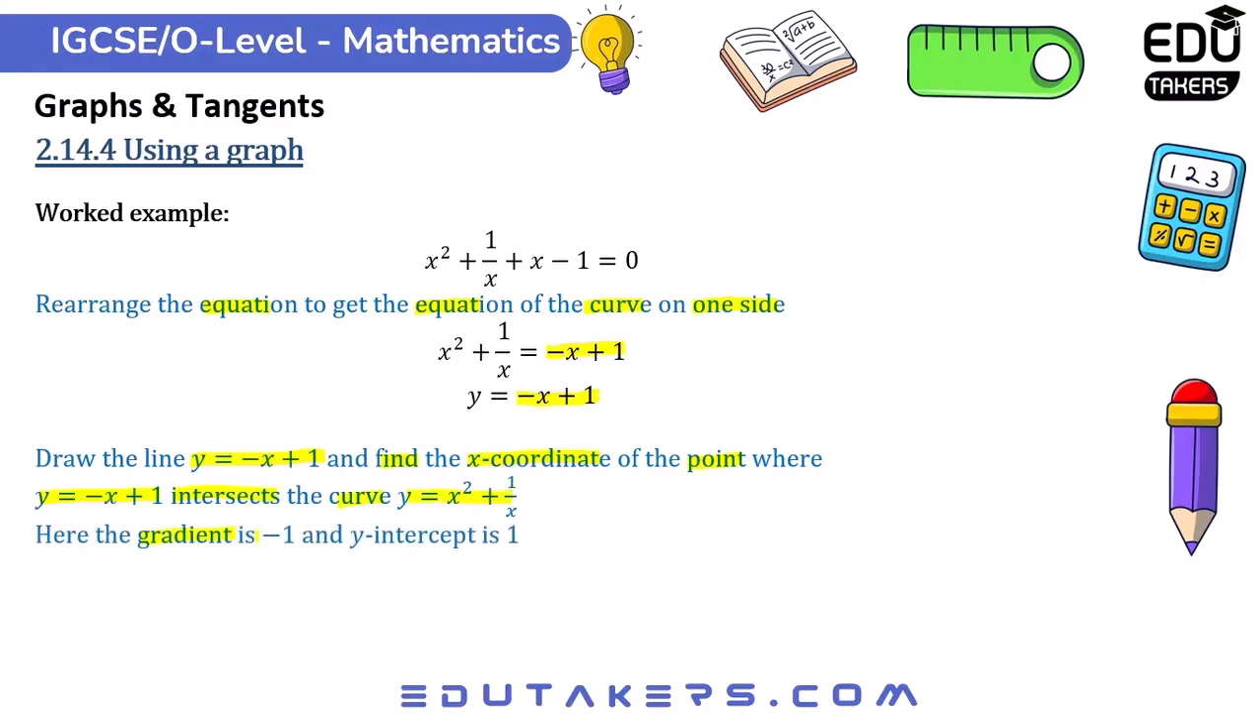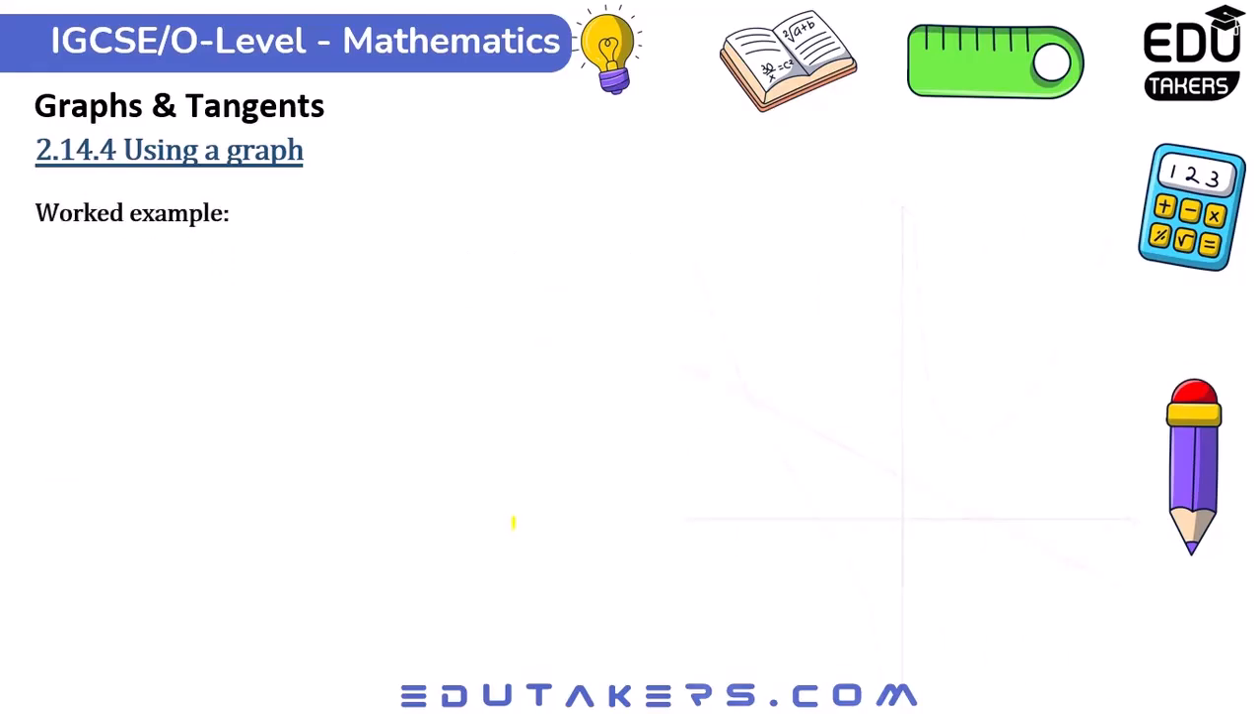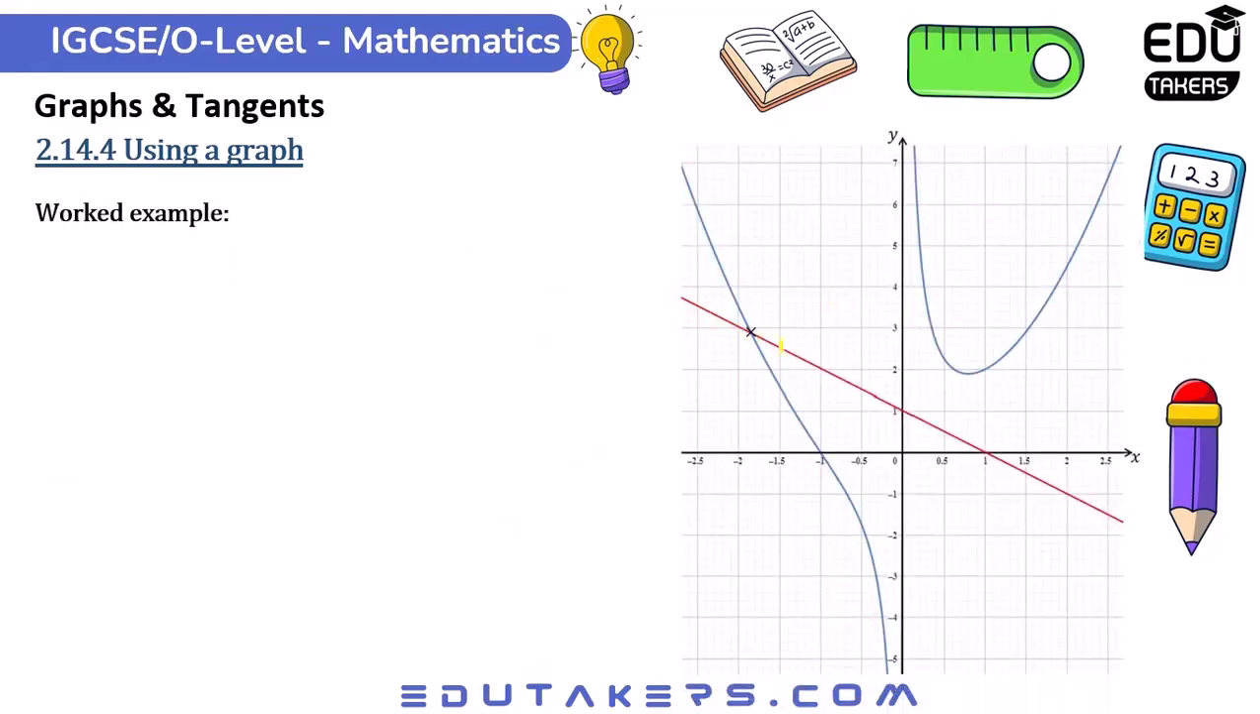Here the gradient is negative 1 and the y-intercept is 1. So this straight line is like this. Its intersection point is this, as the y-intercept is 1 and the gradient is negative 1. The x coordinate of the point of intersection is negative 1.85.